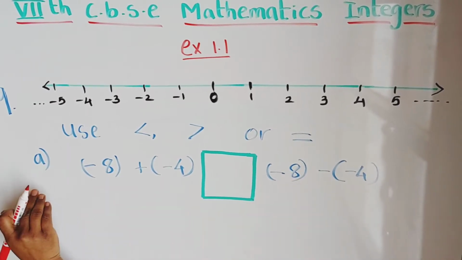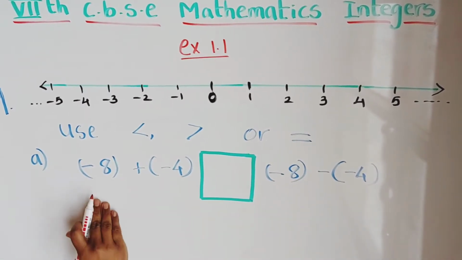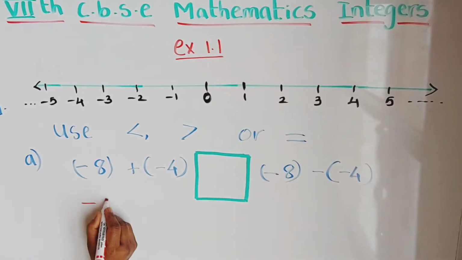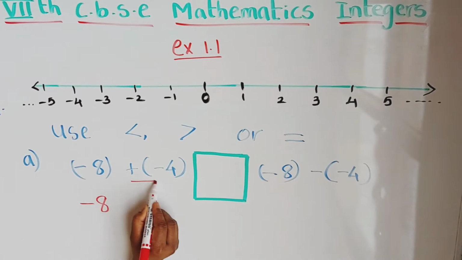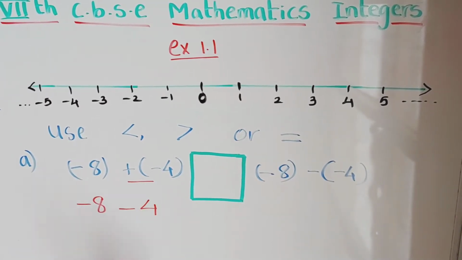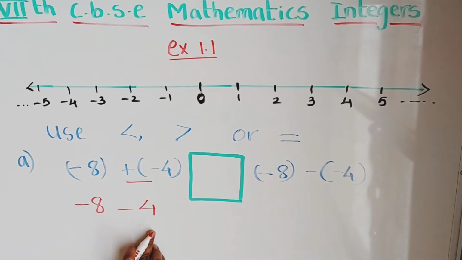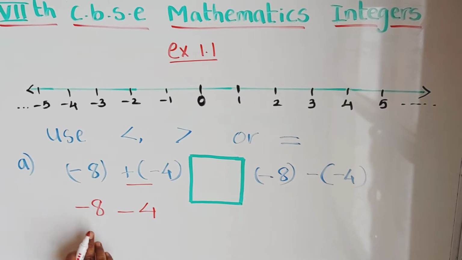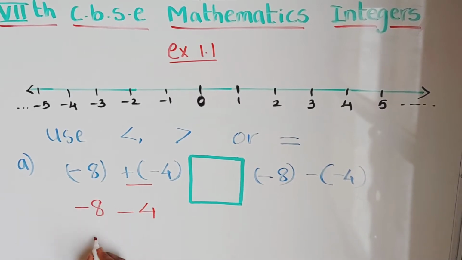First we will see question A. Minus 8 plus of minus 4. Minus 8 we can write as it is. Wherever you see plus minus, it is minus 4. What is minus 8 minus 4? Two negative numbers here. So we can add minus 8 minus 4. It is minus 12. Right.